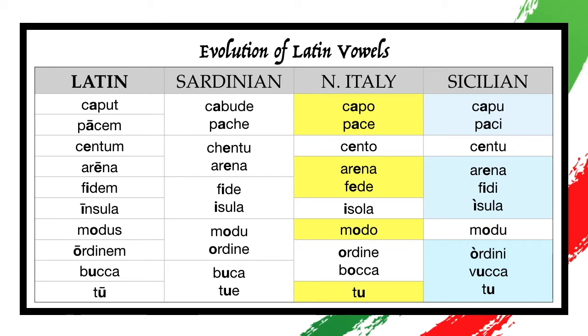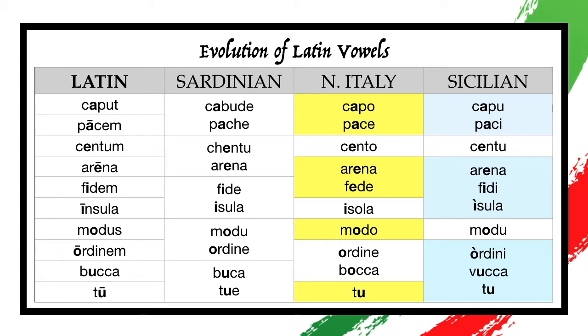These words illustrate the vowel changes. The vowel A has stayed the same, apart from the distinction between long and short A. So Latin caput and pacem give cabude and pache in Sardinian, capo and pace in northern Italian, and Sicilian capu, paci. Latin centum becomes centu in Sardinian, but a more open e sound in cento and centu in northern Italian and Sicilian. Latin long e, as in arena, became short e in arena.